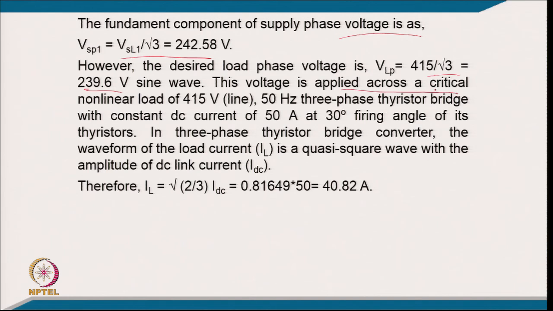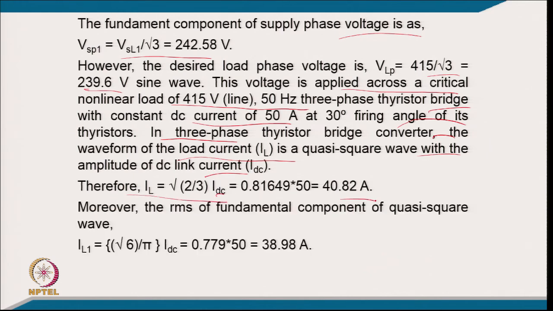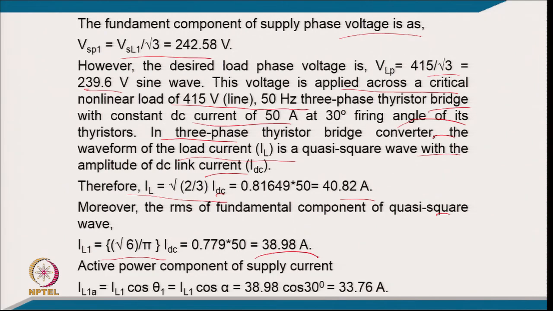So, this voltage is applied across the critical non-linear load of a 415 volt, 50 Hz 3-phase thyristor converter with the DC current of 50 ampere at 30 degree firing angle of the thyristor. In a 3-phase thyristor bridge converter, the load current waveform is a quasi-square wave with the DC current. So, we can calculate the RMS current, that comes root 2 by 3 into IDC, that is 40.82 ampere. Moreover, the RMS fundamental of the quasi-square wave current will be root 6 by pi into IDC. So, it comes 38.98 ampere.